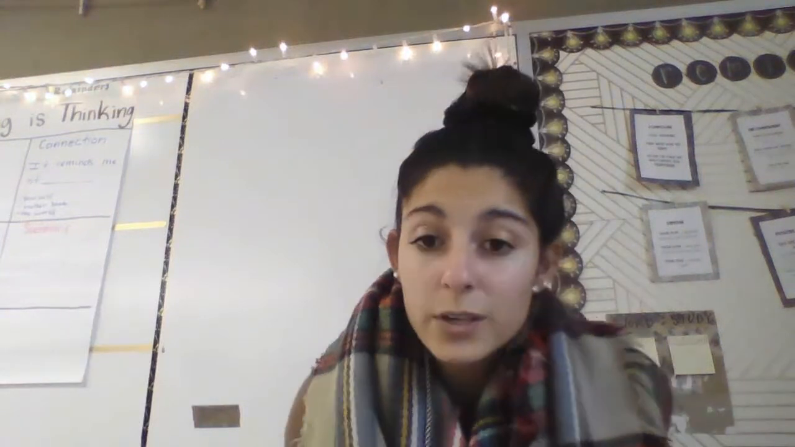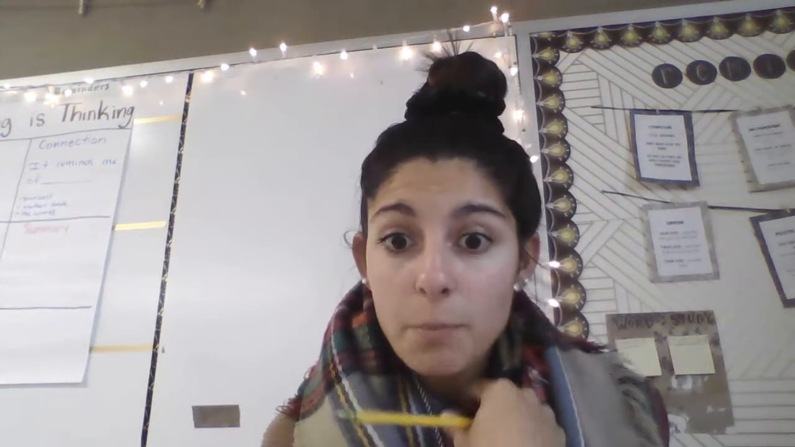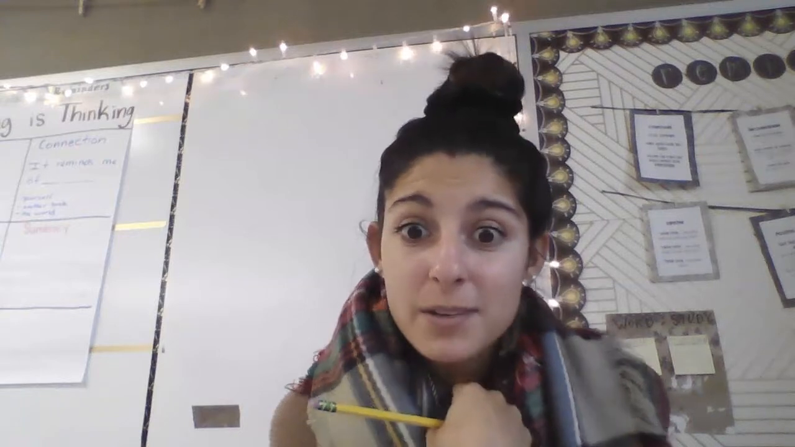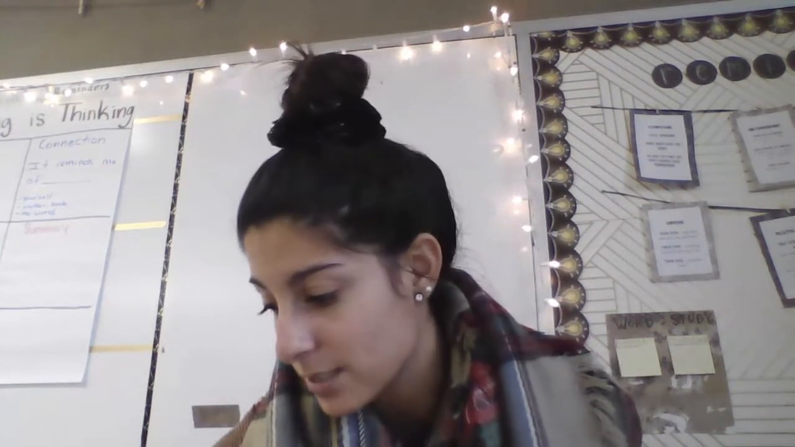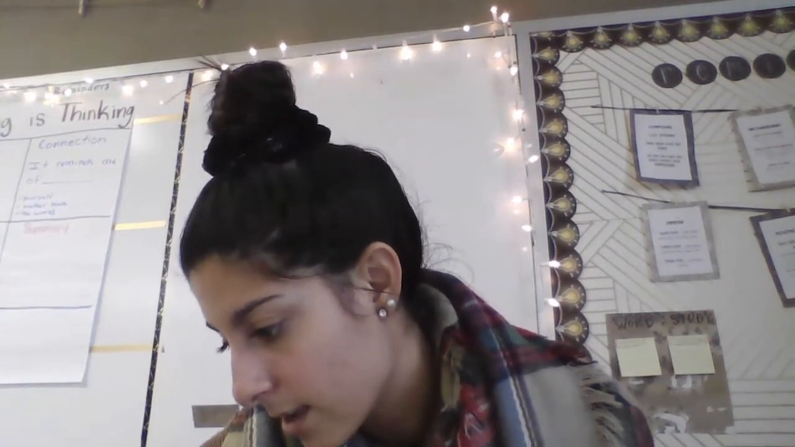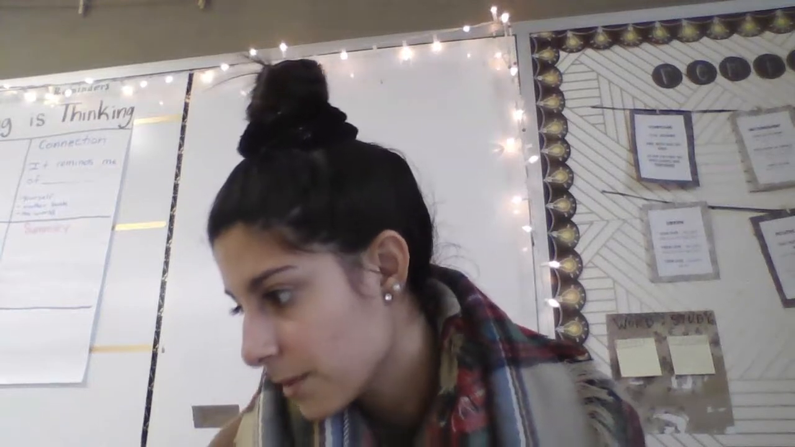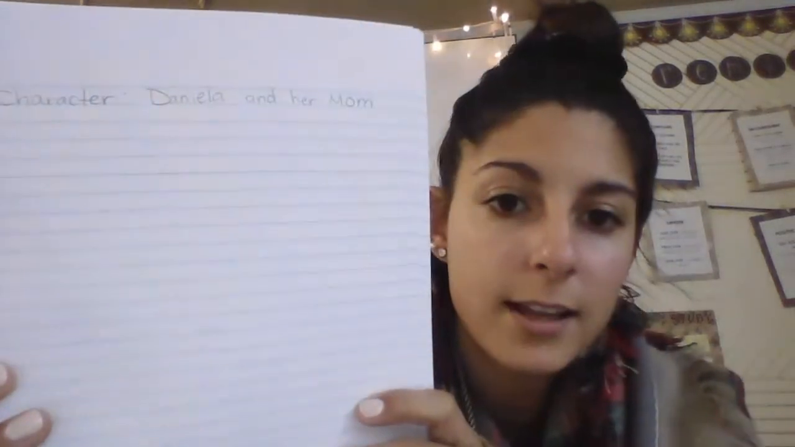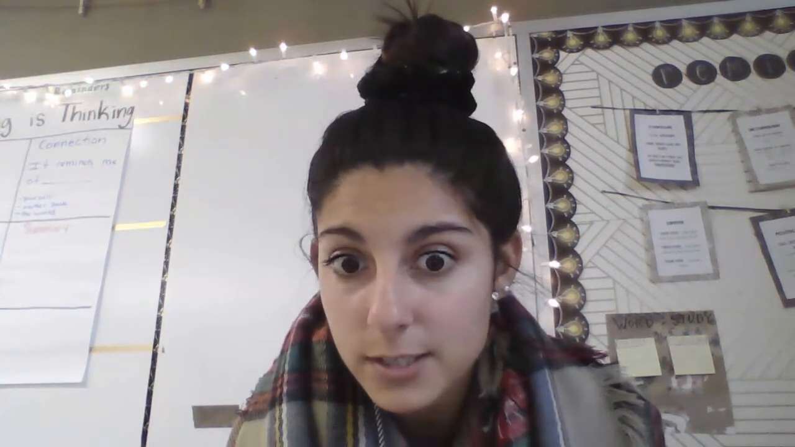Now I want you to think, who is your character? I'm going to write down my name, my first name, just because for me that's easy. I can just think of my name. So Daniela. And her mom. So my 2 characters are Daniela and her mom. There we go. Now it's your turn. You can pause the video and you can think of your own characters. Write them down.